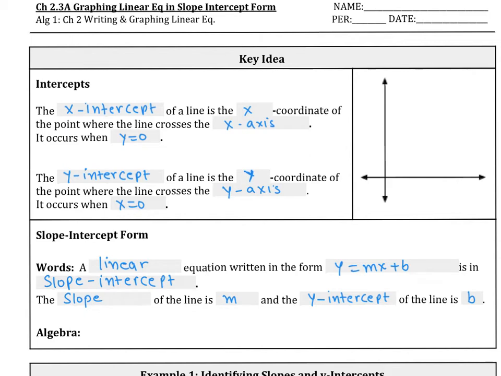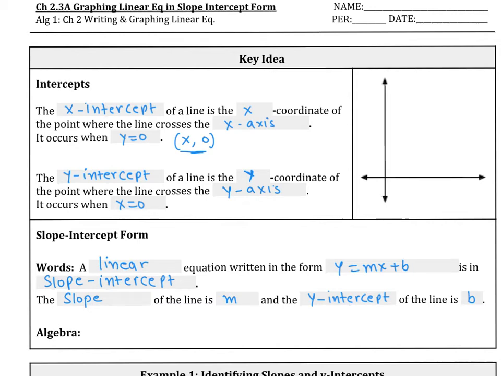Key ideas for intercepts. The x-intercept of a line is the x-coordinate of the point where the line crosses the x-axis. It occurs when y equals 0, which means that a point where x is a number and y is 0, that type of coordinate is called an x-intercept. Whereas the y-intercept of a line is the y-coordinate of the point where the line crosses the y-axis. It occurs when x is 0.